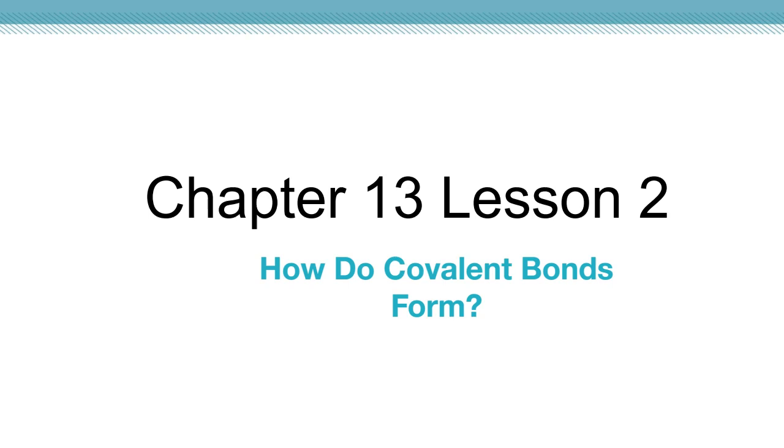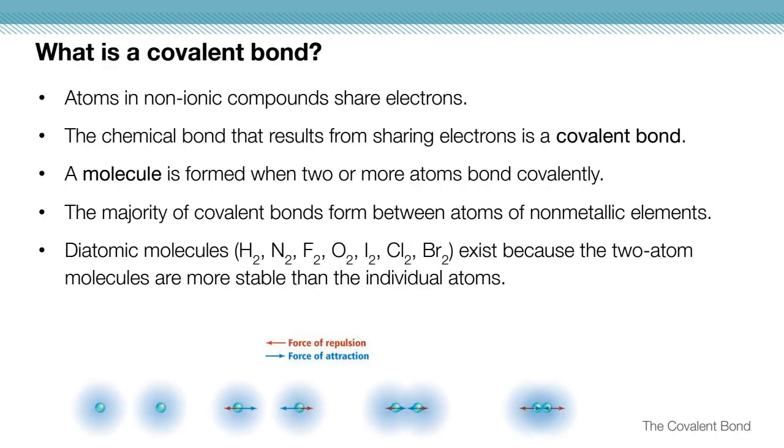Okay, we're talking about more types of bonds. Lesson one, we were introduced to ionic, which is when one or more atoms lose an electron and another atom gains an electron. Then we had metallic bonds where they just share their electrons in that electron sea model that we saw. Now we're going to be talking about covalent bonds, which is a very common type of bond where electrons are shared. So the first thing is defining what is a covalent bond.